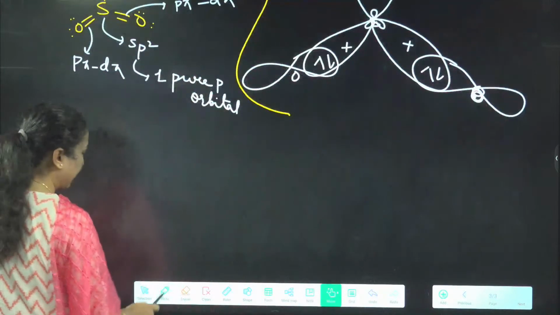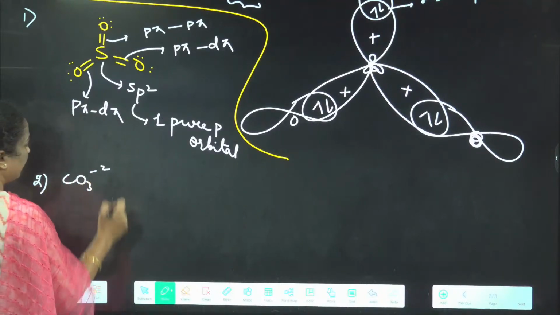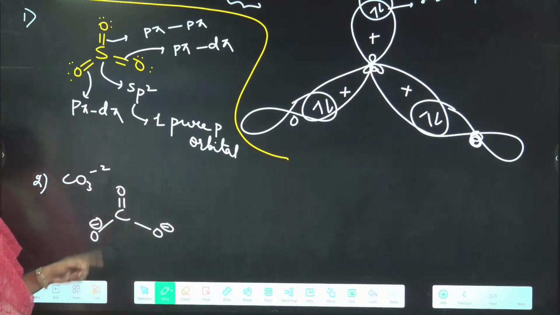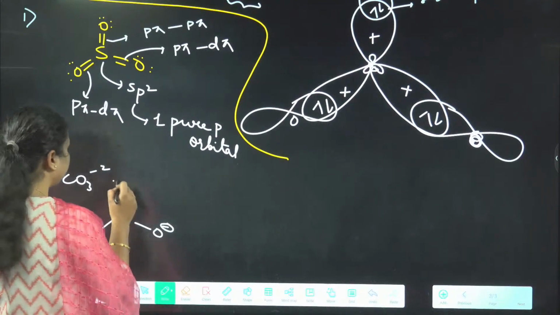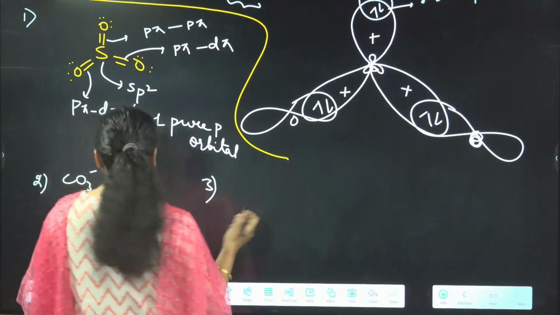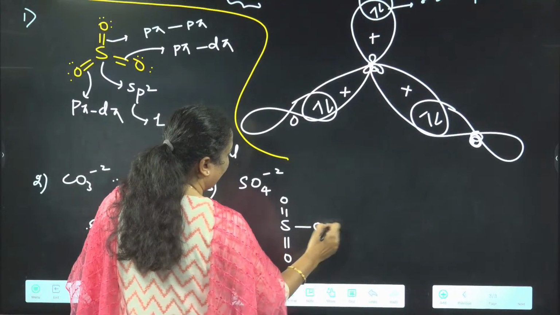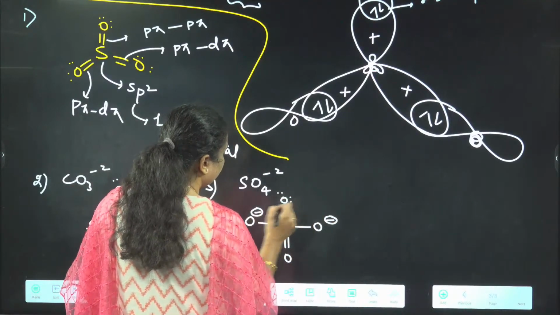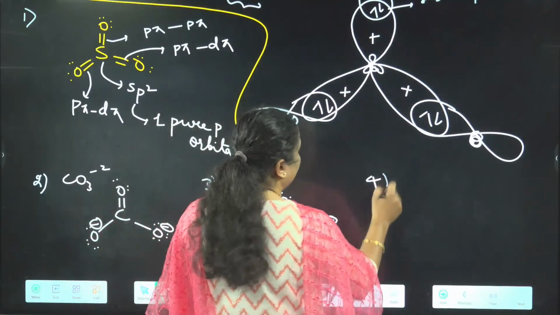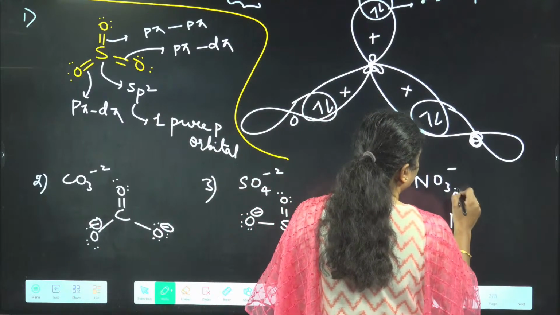So I'll write down a few more examples and you do it, then we'll check the answer. CO3 2-. For your help, I'm drawing the structure also. Here I'm not drawing the lone pairs, but it is understandable that lone pairs are there, right? Or else draw them, otherwise later you'll say, ma'am, you didn't draw the structure. SO4 2-, S double bond O, O-. NO3-, N double bond O.